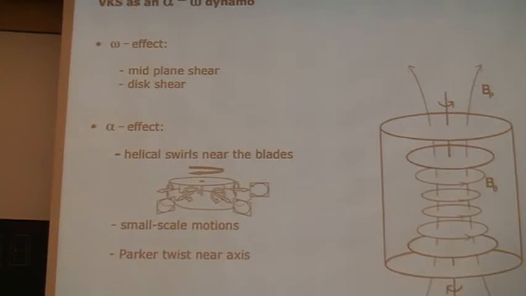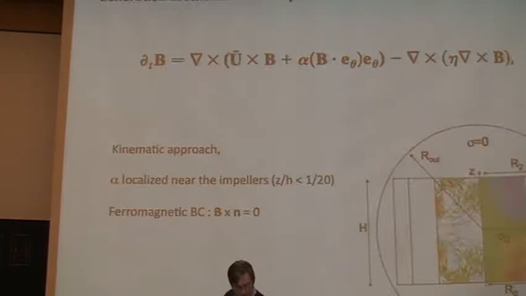So the order zero assumption is that we have an alpha omega dynamo. So far, there's nothing that has had us change our mind about that. We still think it's an alpha omega dynamo, but not of the alpha.